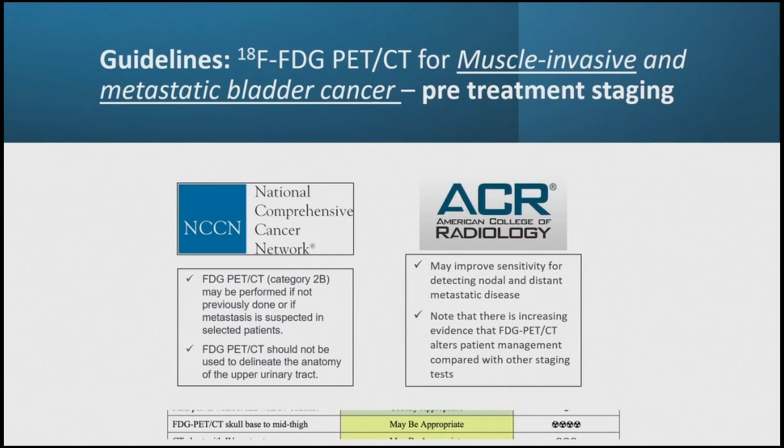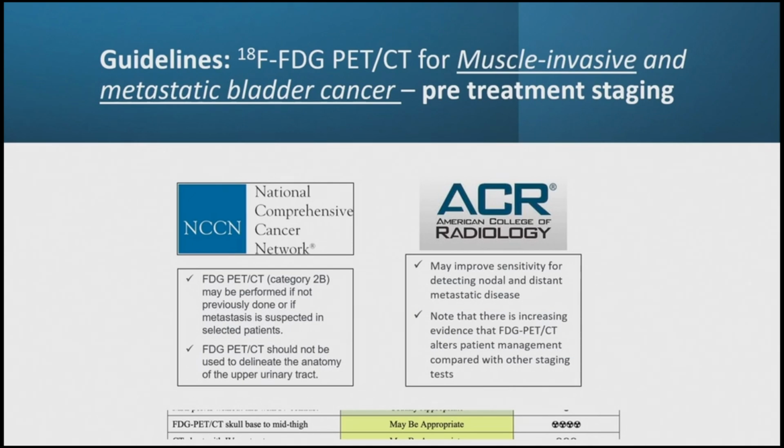The NCCN suggests that you can get one if it's not been already performed and there's some suspiciousness for metastatic disease. And then since there's no IV contrast dye in this type of imaging, it should not be used for defining anatomy alone. The American College of Radiology says there appears to be some improved data that says this may help detect nodal disease.